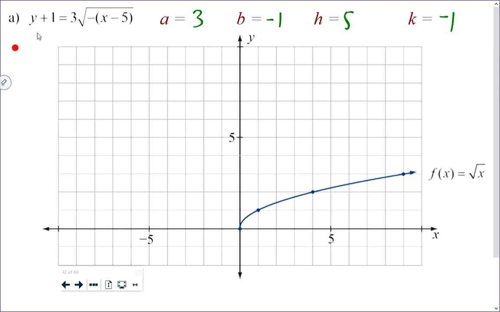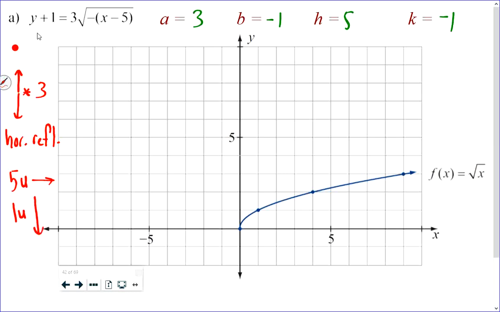So what's going on here? We have a vertical stretch by a factor of 3. That's something that's happening because a is 3. We have a horizontal reflection because b is -1. Because b is negative. The fact that b is -1 tells us although there's a horizontal reflection, there's no horizontal stretch. The stretch factor is 1. And then since h is 5, we are going to shift this 5 units to the right, and k is -1. We're going to shift this 1 unit down.